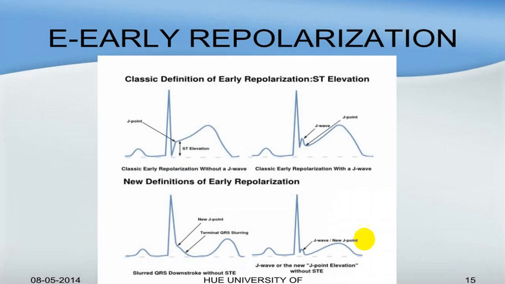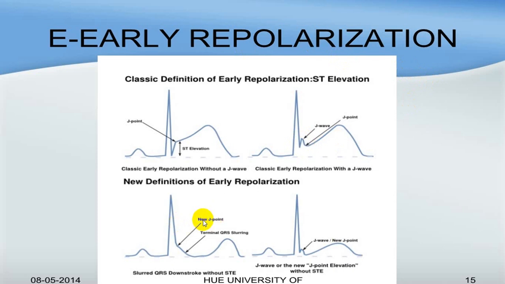Now we'll show you all those differences. This is J point. This is J point. And at that J point, you can see that small deflection, that is a J wave. So this is significant. If you see such things, this is suggestive of an early repolarization, which can be an early repolarization syndrome, benign early repolarization. Also sometimes you see it in the case of pericarditis.